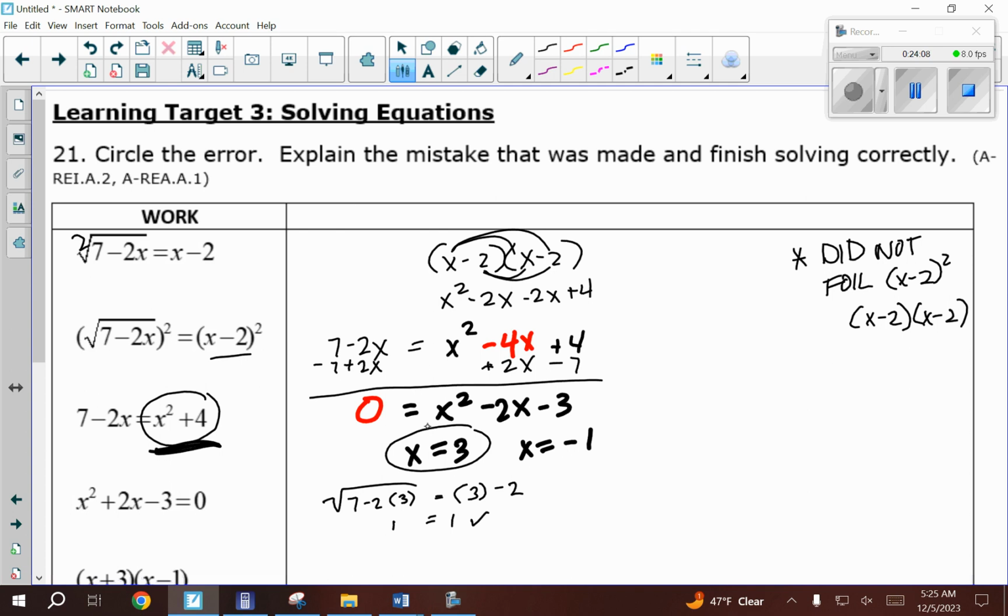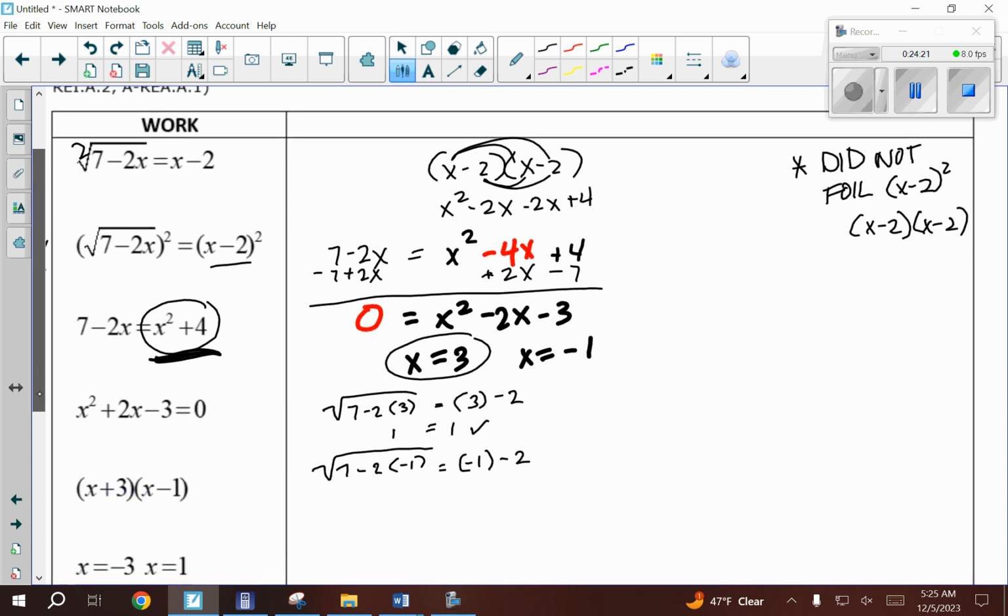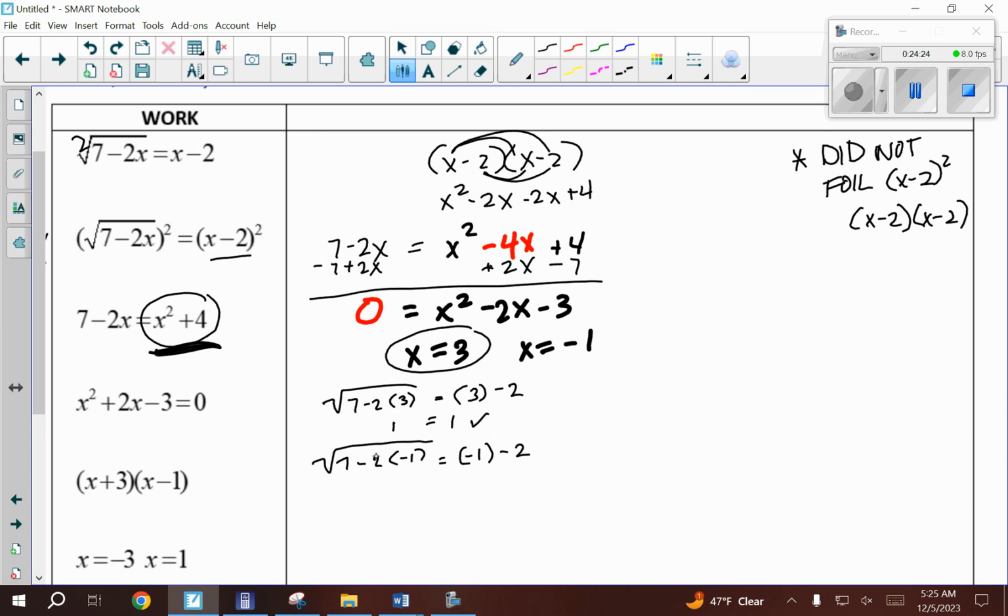You try the next one. You're going to have 7 minus 2 times negative 1, all in the radical. And on the right side, you're going to have negative 1 minus 2. You type this in the calculator, all of this stuff right here is going to get you a 3. Type this in the calculator, this is going to get you a negative 3. And you can see that those are not equal because they're not the same number, so that's bad. So since these did not work, that means that this one right here is considered to be extraneous.